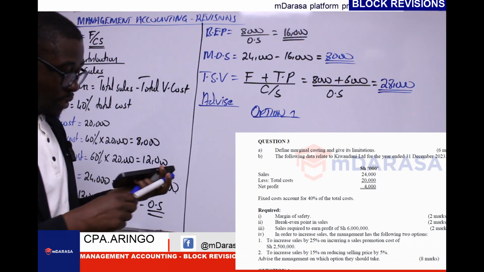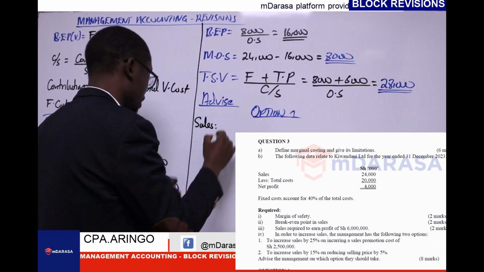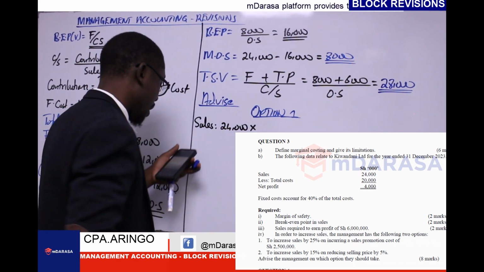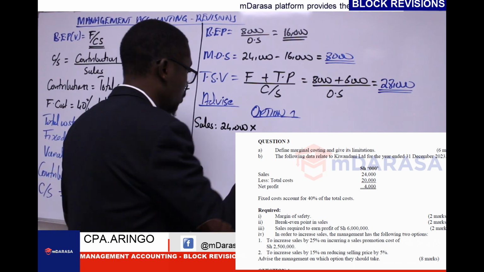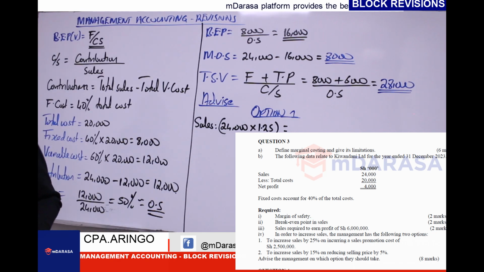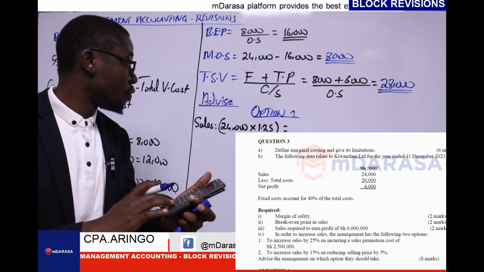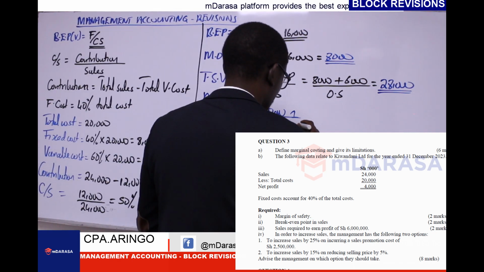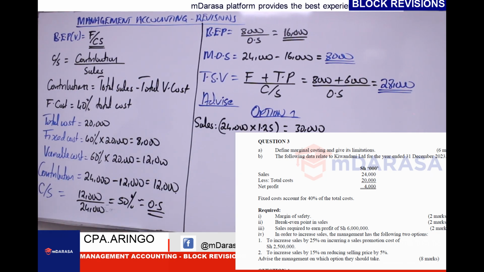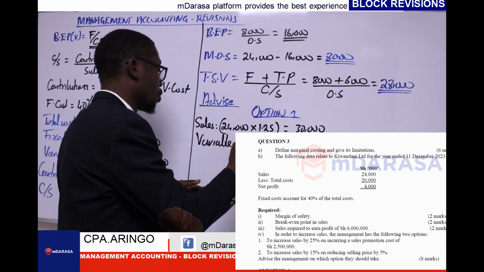Option one, our good examiner here had told us that we need to increase our sales by 25%. Currently our sales was 24,000. So we increase our sales by 25%, so by 1.25. This will give us a value of how much? 24,000 times 1.25 to give us a value of 30,000. You can confirm if at all that is what you're getting. What about our variable cost? What will we be having as our variable cost?